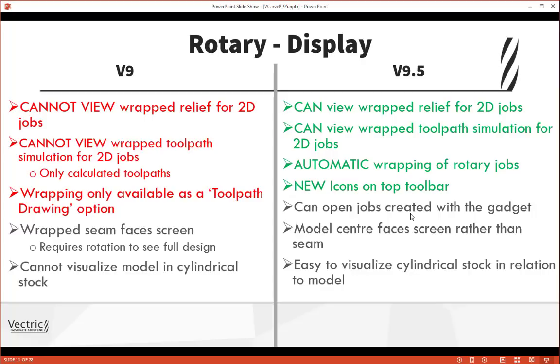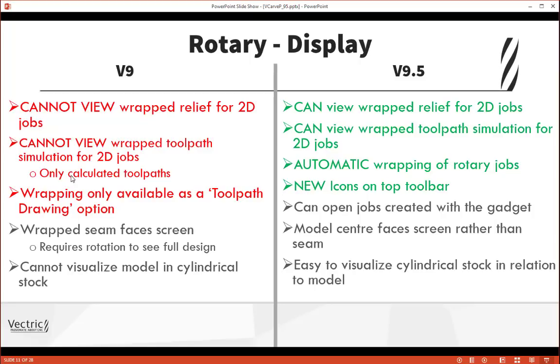In terms of display, there's been some huge changes too. In VCarve Pro you could not view the wrapped relief for 2D jobs, and you cannot view the wrapped simulation. The only thing you could visualize is the wrapped toolpath. So it meant there was sort of visual disparity between the simulation and the toolpath.